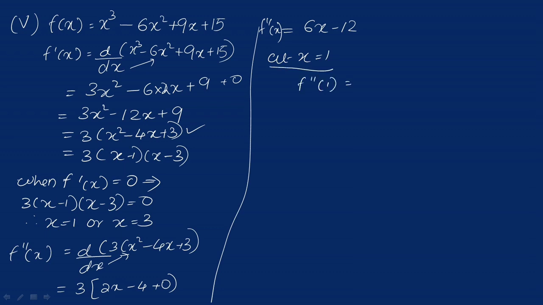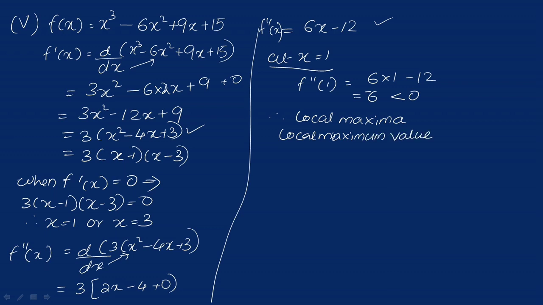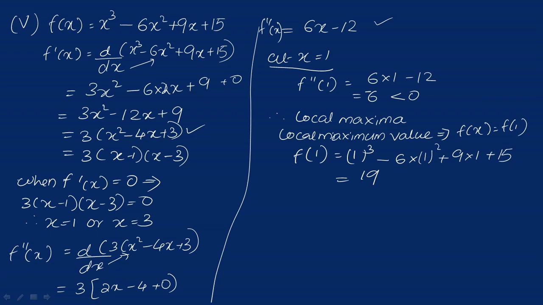At x equal to 1, we have f double dash of 1, that is 6 into 1 minus 12, that is minus 6. So, we have minus 6 as f double dash of 1, that is less than 0. So, it is a local maxima. So, what is the local maximum value? That is f of x is equal to f of 1. We are applying it in the equation f of x, that is x cube minus 6x square plus 9x plus 15. So, 1 cube minus 6 into 1 square plus 9 into 1 plus 15. By solving, it will be 19. So, we have the local maximum value, that is 19.